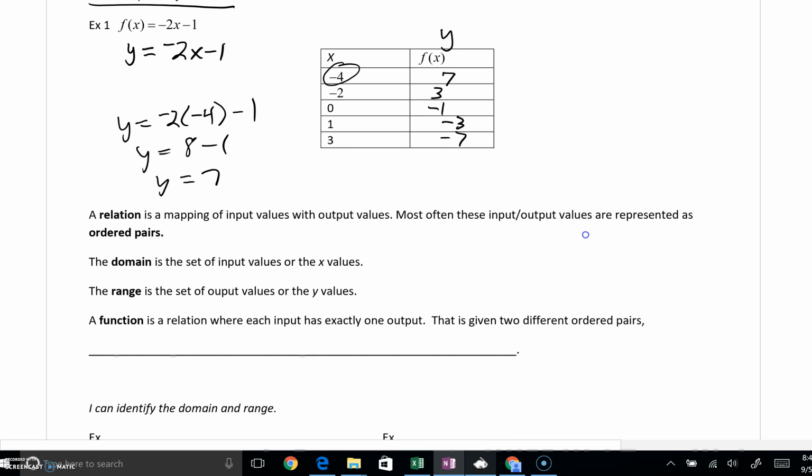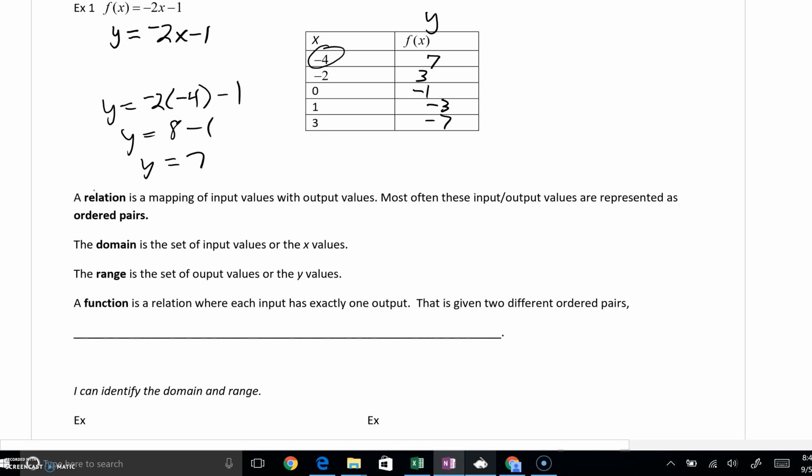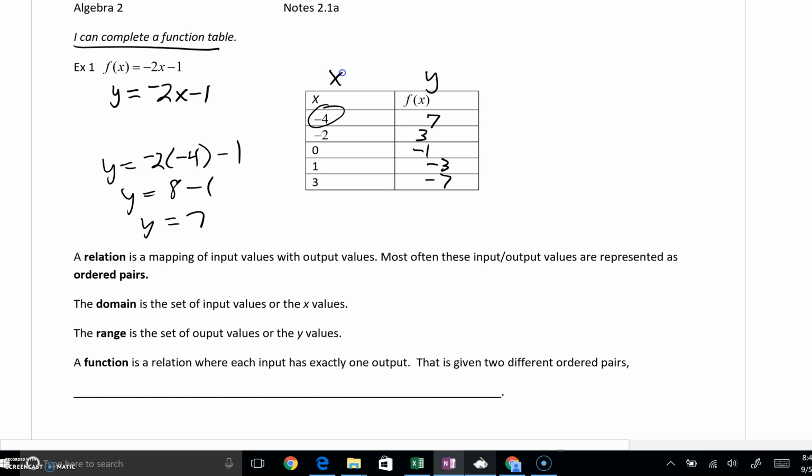Okay, a relation. Listen, a relation is a mapping of input values with output values. And the inputs are usually represented as x. The outputs are usually represented as y. The domain is a set or a collection of inputs. So the domain is what x values can be used. The range is the set of outputs or y values.